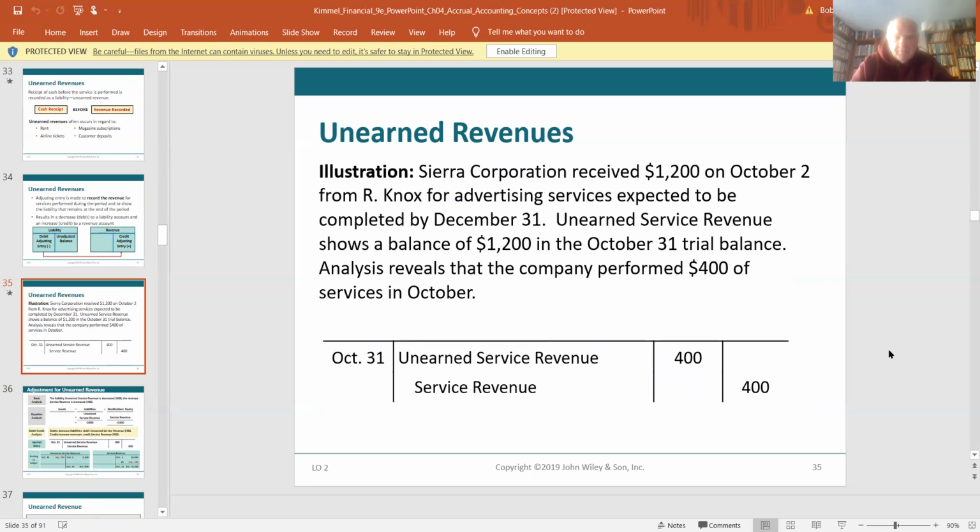Unearned revenue. Sierra received $1,200 on October 2nd from Knox for advertising expenses to be completed by the 31st, okay? So unearned revenues shows a balance of $1,200 at the end of October. But then you realize at the end of October, they did use 1/3 of this advertising. They perhaps did put an ad in the newspaper for $400. So now we debit the liability unearned revenue and we credit service revenue.